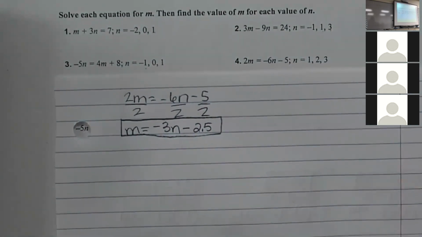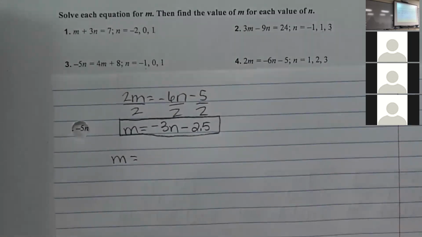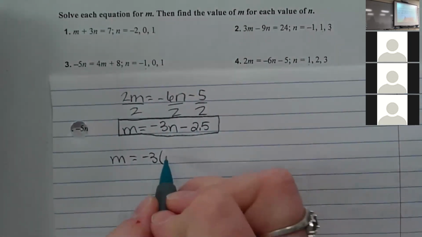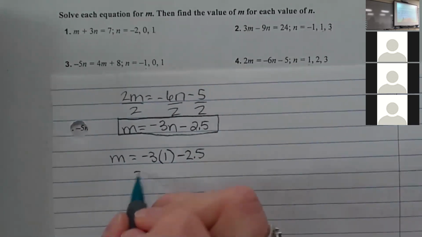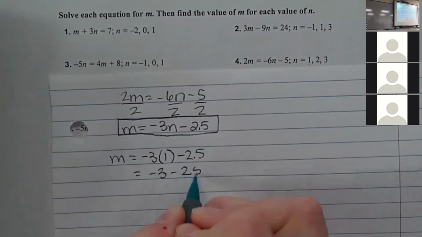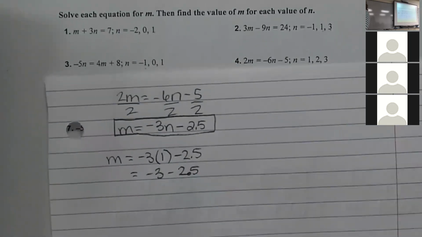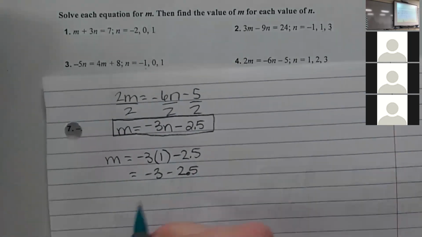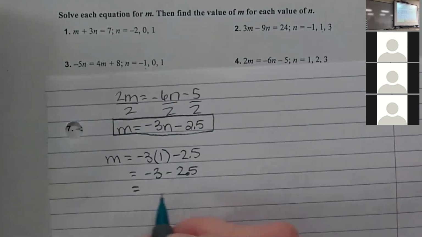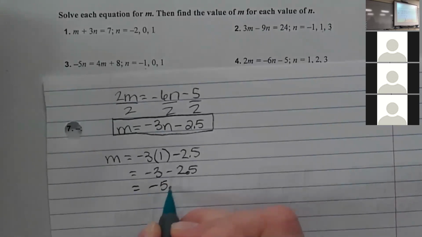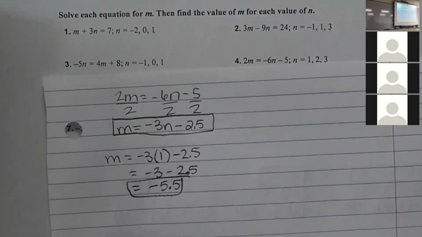Now we're going to plug in the numbers. M equals negative 3 times, first one we're going to put in is a 1, minus 2.5. Negative 3 times 1 is still negative 3, minus another 2.5, so they're both negative. So you need to add them together. What's negative 3 and 2.5? Negative 5.5. That's my first answer.